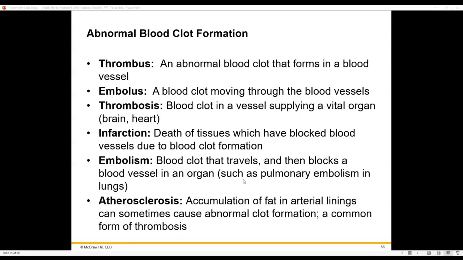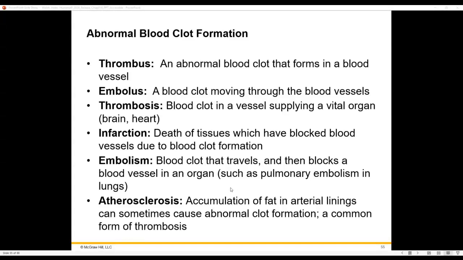Okay, different types of abnormal blood clotting. A thrombus, this is an abnormal blood clot that forms in a blood vessel. An embolus, this is a blood clot moving through the blood vessels. Thrombosis, this is a blood clot in a vessel supplying a vital organ like the brain or the heart. Infarctions, this is the death of tissue which has blocked blood vessels due to blood clot formation.